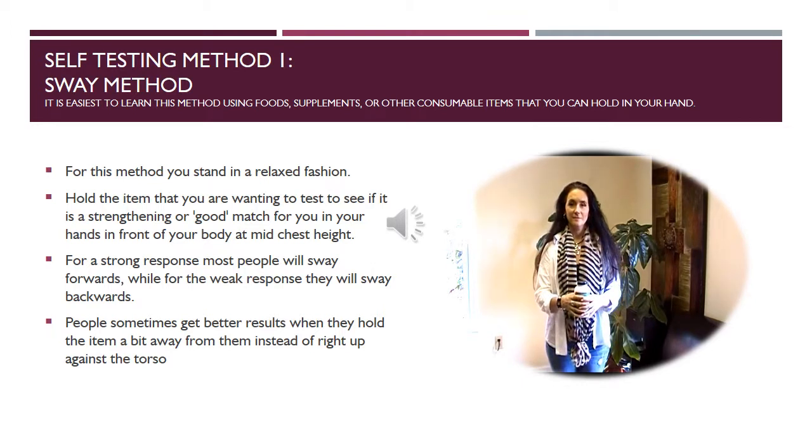For a strong response, most people will sway forwards or towards the item, while for the weak response, they will sway backwards. So people sometimes get better results in this method when they hold up the item a bit away from their body instead of right up against the torso. But you can try both ways and see which way you respond the best. But again, this method really works a lot better for something that you can actually hold and that can actually be put directly into the body field.